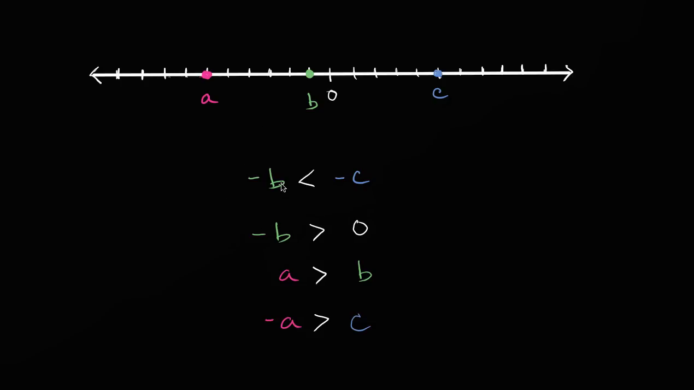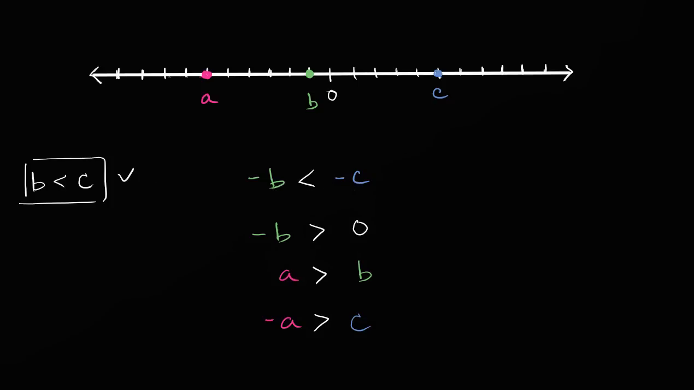So this first statement says negative b is less than negative c. So we do know for a fact that b is less than c. We know that b is less than c. How do we know that? Well, b is to the left of c on the number line. It's that straightforward. So this is definitely true. But what about negative b? Is negative b less than negative c?